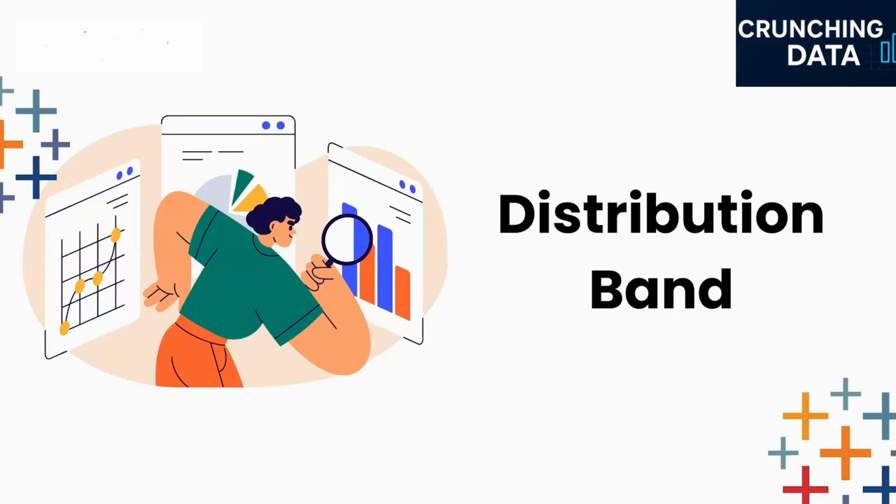At its core, a distribution band serves to accentuate the distribution of data points in your visualization. Its primary function is to illustrate how data is spread across the dataset, which makes it more accessible for your audience to comprehend the patterns and variations present.